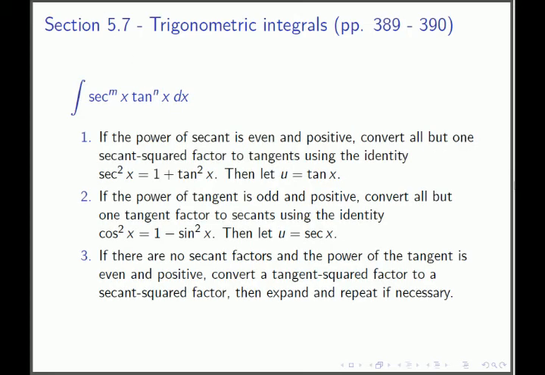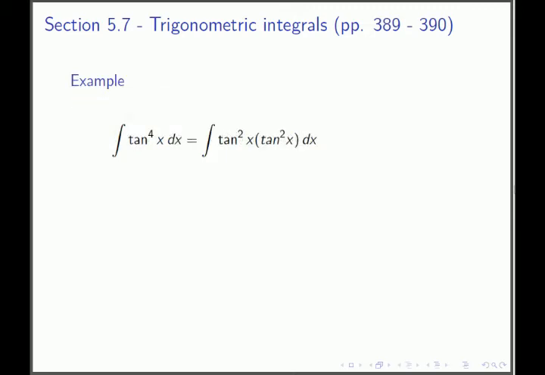Now if there are no secant factors, and the power of tangent is even and positive, then convert a tangent squared factor to a secant squared factor, then expand and repeat if necessary. So for example, if we want to compute the antiderivative of tangent to the 4th, what we do is break that up to tangent squared times tangent squared, and we're going to change that second tangent squared to secant squared minus 1 using that same trigonometric identity as before. Then we're going to distribute tangent squared to both terms.